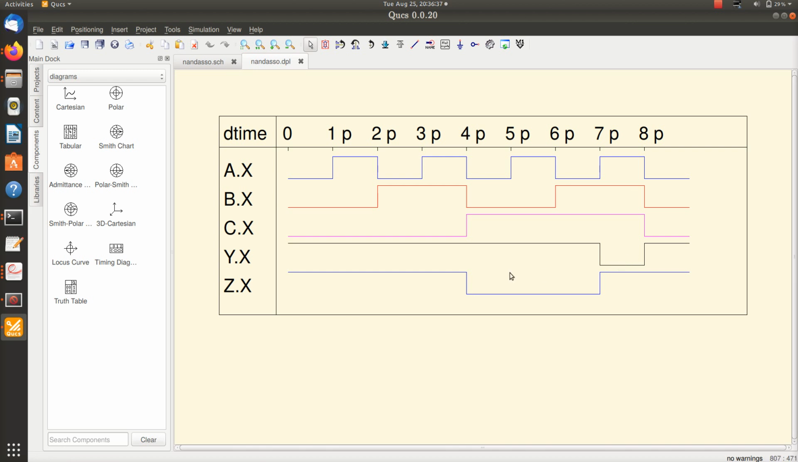Now this is a different thing. You can see that this Z, which is the output of two cascaded NANDs, is different from my 3-input NAND output, which is Y. So Y and Z are different. So I have verified that NAND is not an associative circuit.